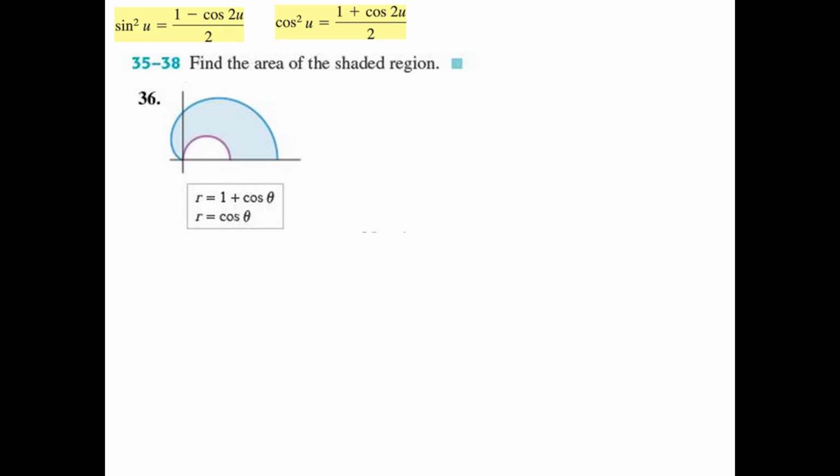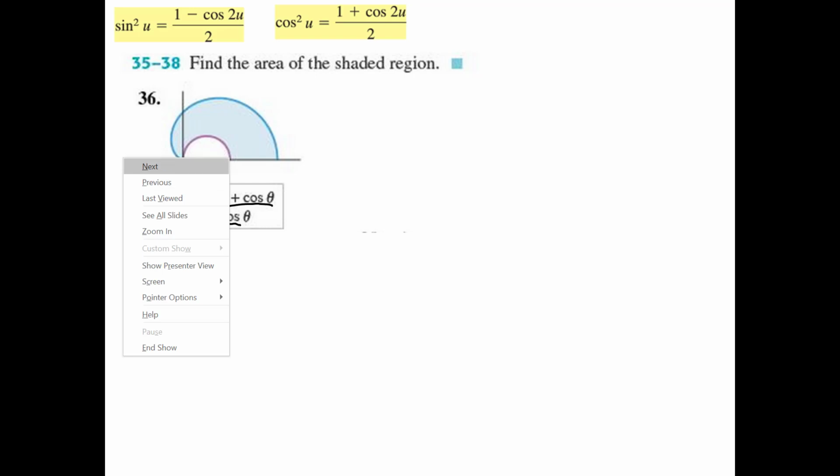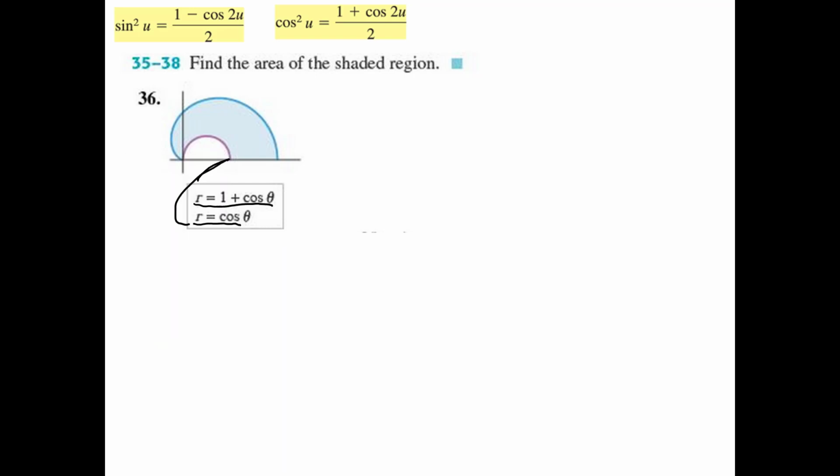Now, find the area of the shaded region. Okay, so r equals 1 plus the cosine of theta. You should see that for the curve r equals 1 plus the cosine of theta, when theta is 0, your r value is 2. And for this one, when theta is 0, your r value is 1. So this one here corresponds to this one, and this one here corresponds to this one.